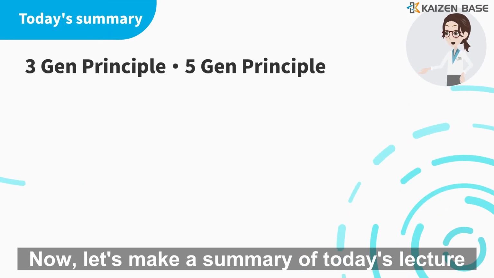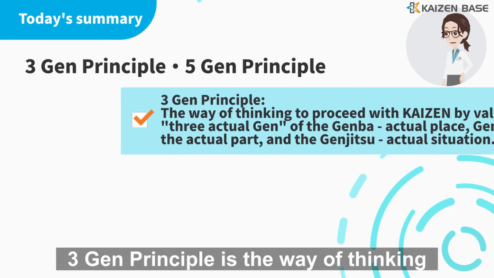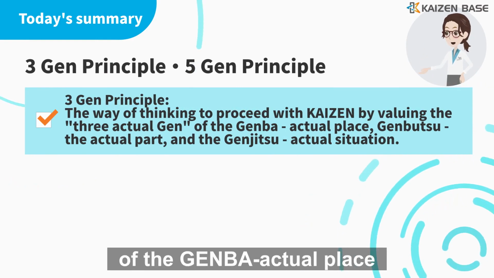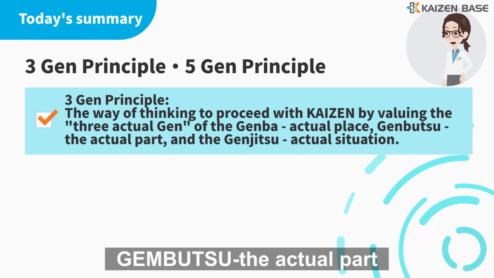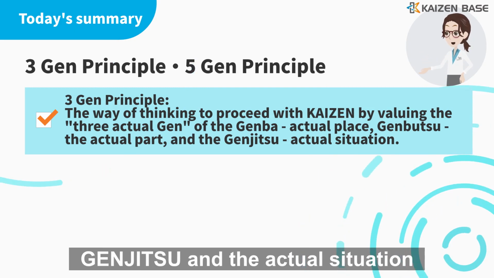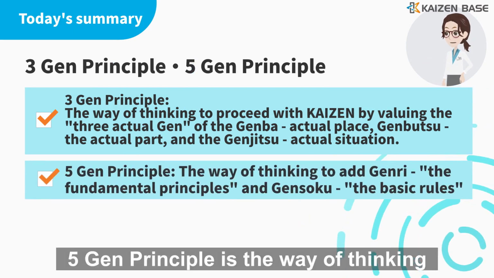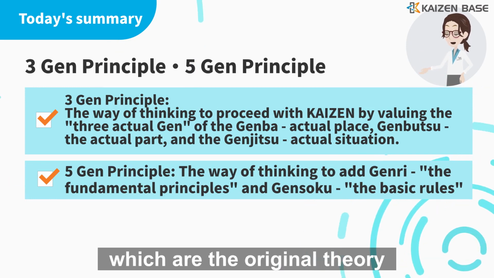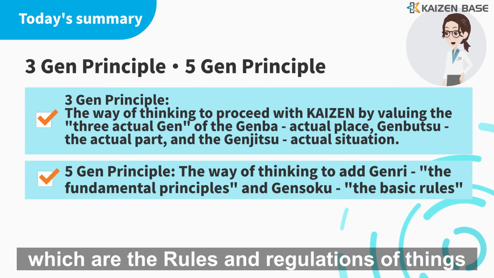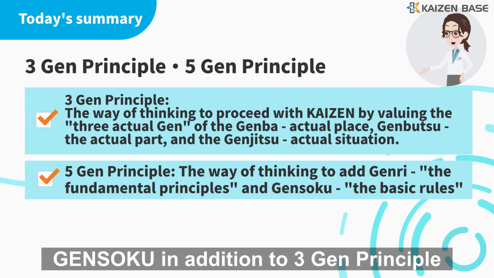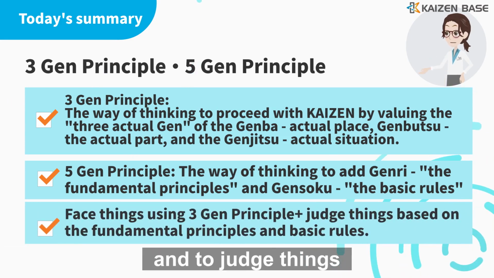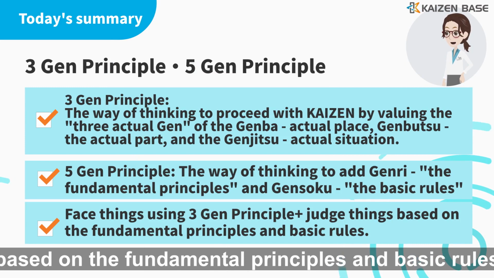Now, let's make a summary of today's lecture. The 3-GAM principle is a way of thinking to proceed with Kaizen by valuing the 3 GAM of Genba, the actual place, Genbutsu, the actual part, and Genjitsu, the actual situation. The 5-GAM principle is a way of thinking that adds the fundamental principles, which are the original theory, Genri, and the basic rules, which are the rules and regulations of things, Gensoku, to the 3-GAM principle. It's important to face things using the 3-GAM principle and to judge things based on the fundamental principles and basic rules.